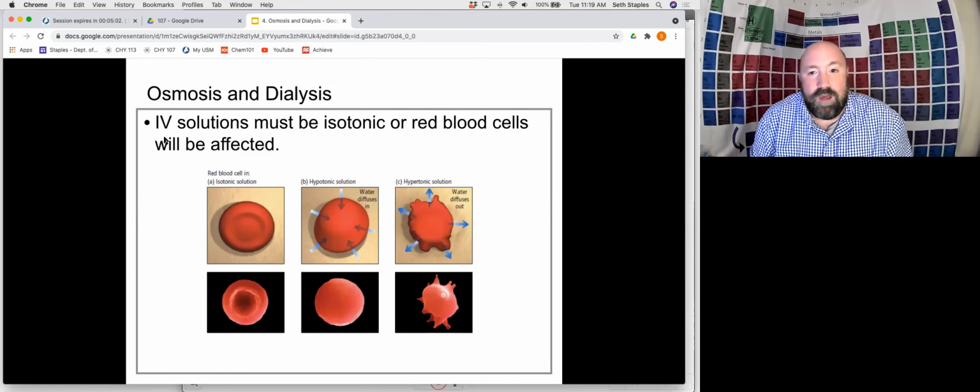And so back to our red blood cells, and I'm sorry these are a little bit out of order, but this is exactly why IV solutions must be isotonic. If IV solutions are not isotonic, then red blood cells are affected. And so that is our presentation on osmosis and dialysis.